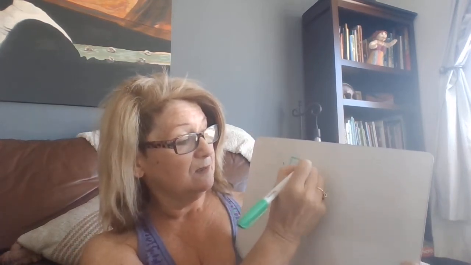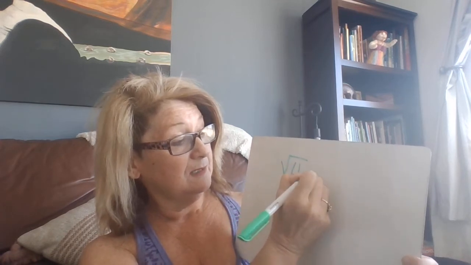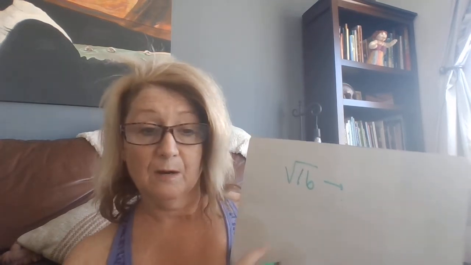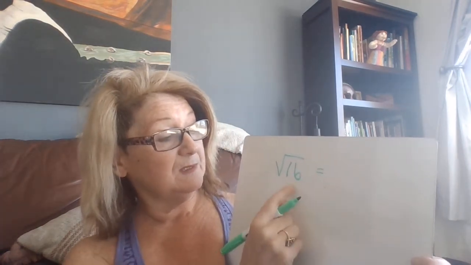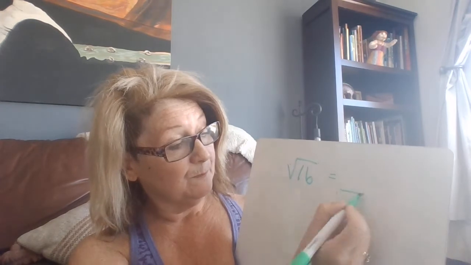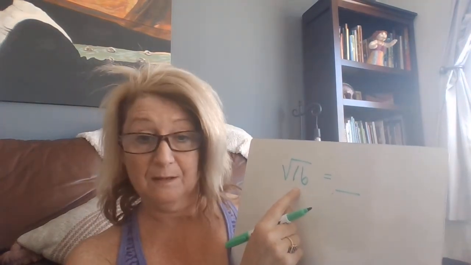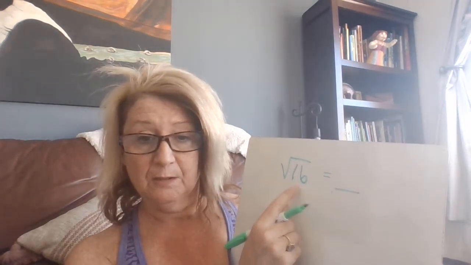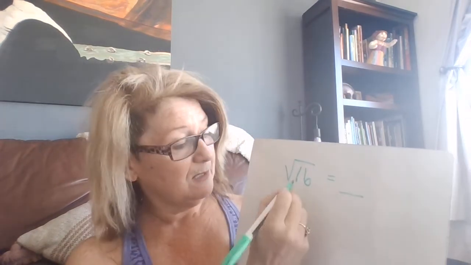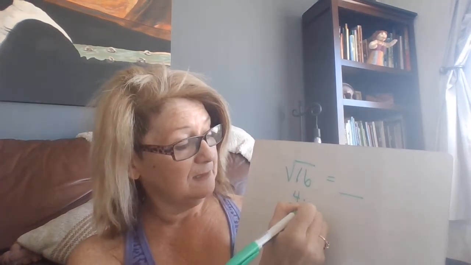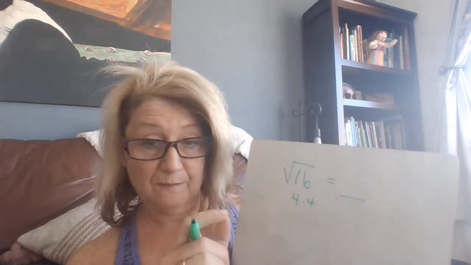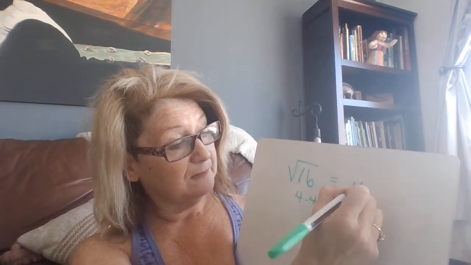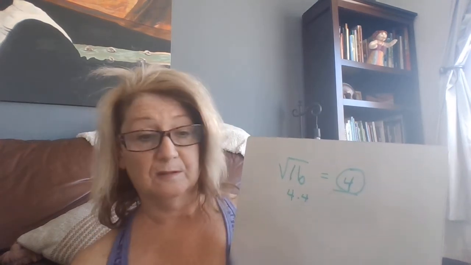Let's start back. So here, if I'm asking, what is the square root of 16? What number times itself gives you 16? So it's two identical numbers, right? Hopefully you can already see it. 4 times 4 equals 16. This is a perfect square. It comes out perfectly. My answer is 4.